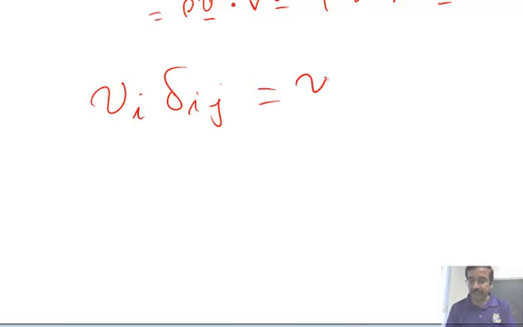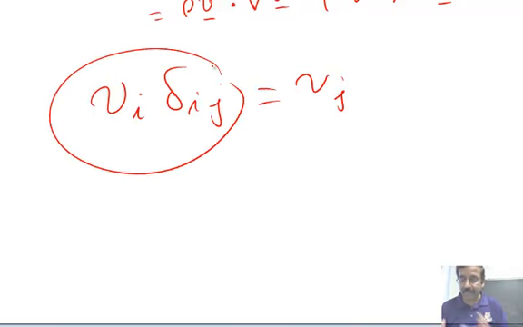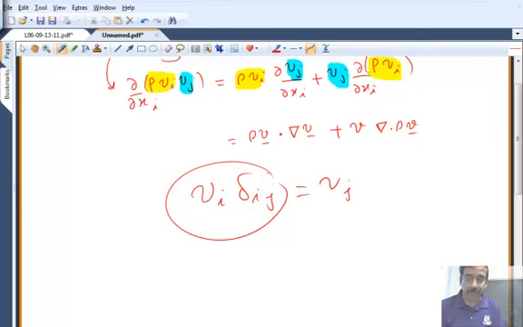This is the same as Vj. Okay, because only when i is equal to j, you're going to get a non-zero value. So you can simply contract that into a single expression. Okay, the same idea.